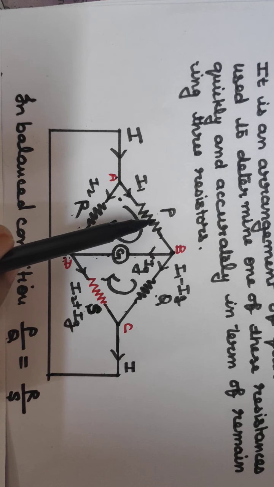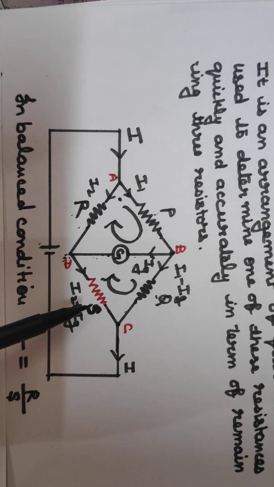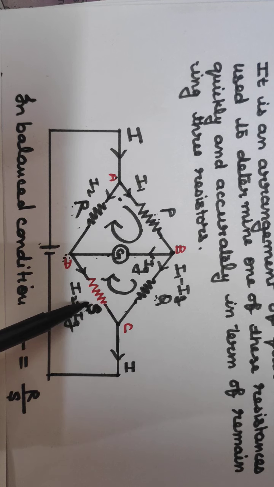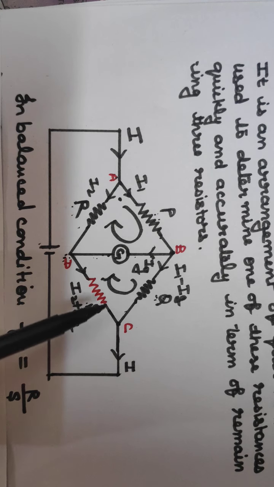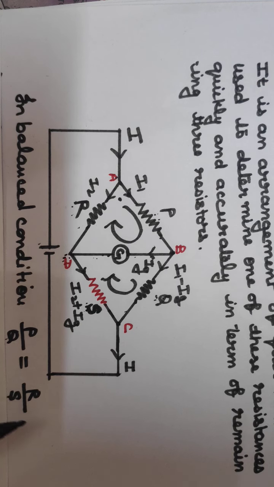In the balance condition, the ratio of P and Q will be equal to the ratio of R and S, or the ratio of P and R will be equal to Q and S. So if there is one unknown resistance, with the help of the other three we can find out the unknown resistance. So in the balance condition, P upon Q equals R upon S.